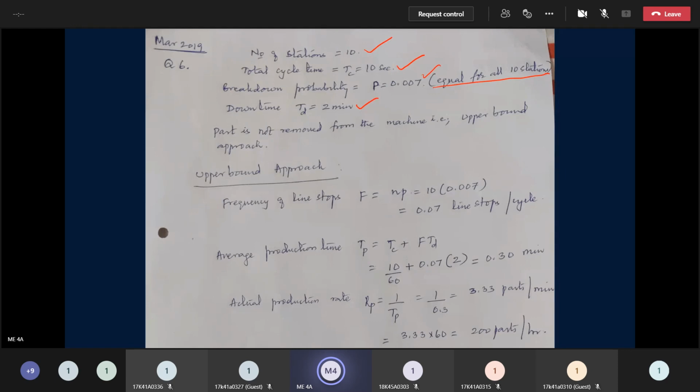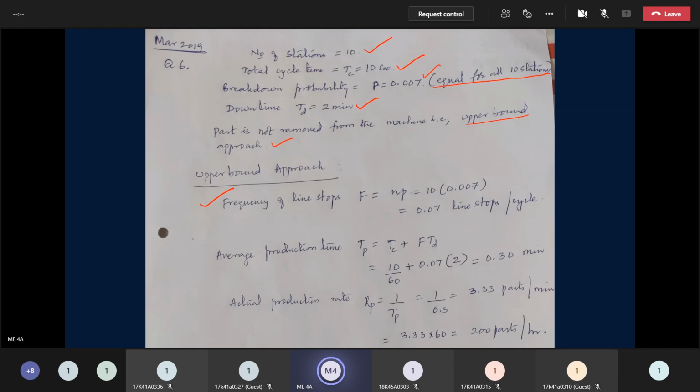Downtime, he has given us 2 minutes. The part is not removed from the machine. That is, it is the upper bound approach. So in the upper bound approach, the list of formulas I gave you: frequency of line stops is equal to N into P, number of missions into probability of each mission failure.